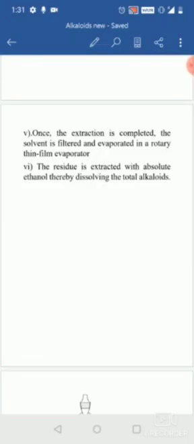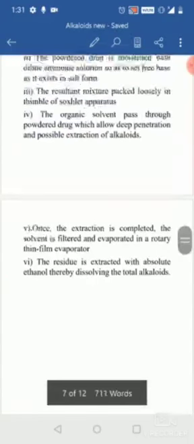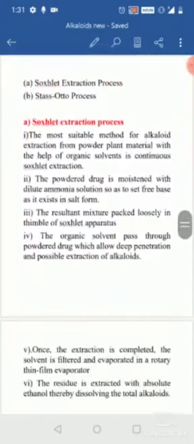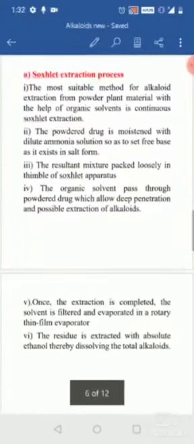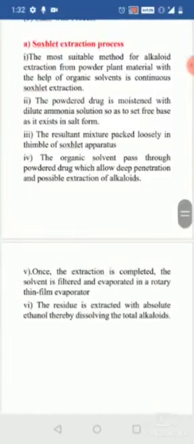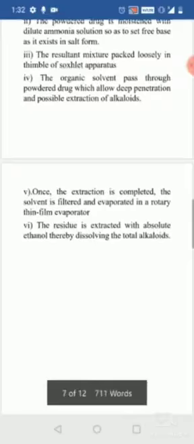So like that you are going to extract the alkaloids by using the Soxhlet extraction process or the continuous hot percolation process. Here the solvent will be continuously falling on the powder and the extraction is going to take place continuously, hence it is known as continuous hot percolation or Soxhlet extraction.